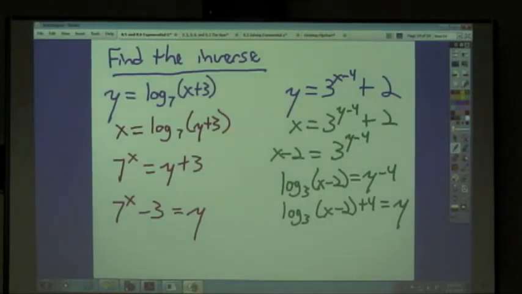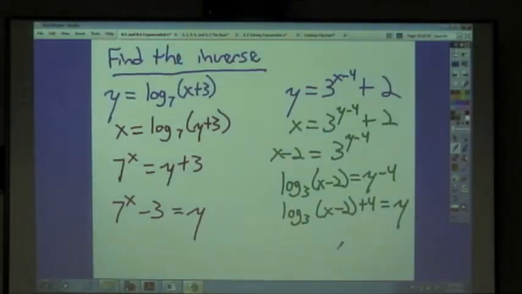On the left, switch the x and y, solve for y. Use that knowledge that you have of the fact that this base raised to this exponent equals this stuff. And then you will be fine because it's the same thing we did when we were solving equations when there were just numbers involved and not y's and x's and everything all over the place. On this one, same thing, switch the x and y, subtract the 2 first, and then use that knowledge. This base raised to this exponent equals this number, so the log base 3 of x minus 2 is equal to y minus 4. Add the 4 over, and boom, there's your inverse.